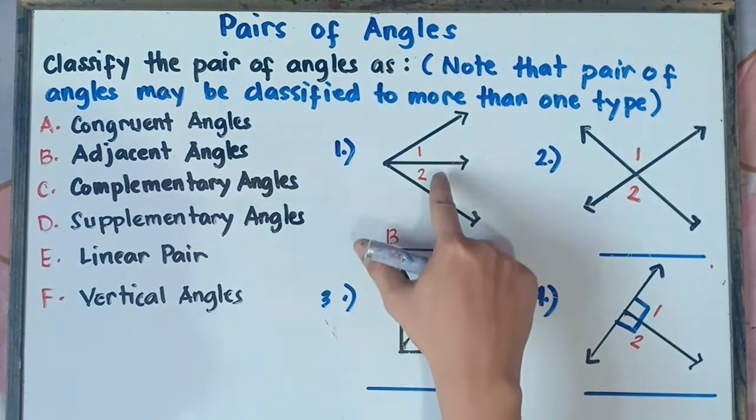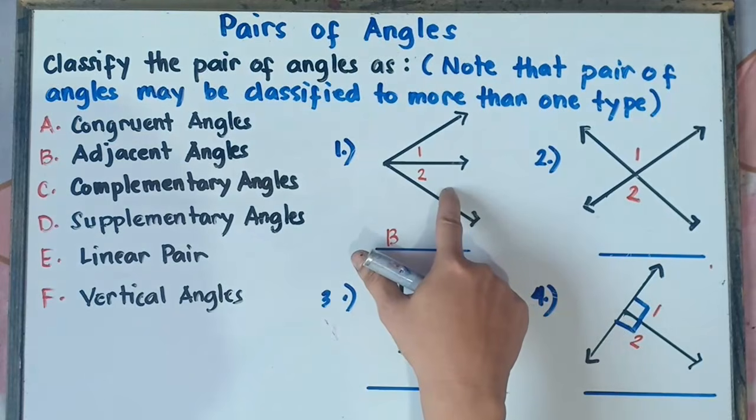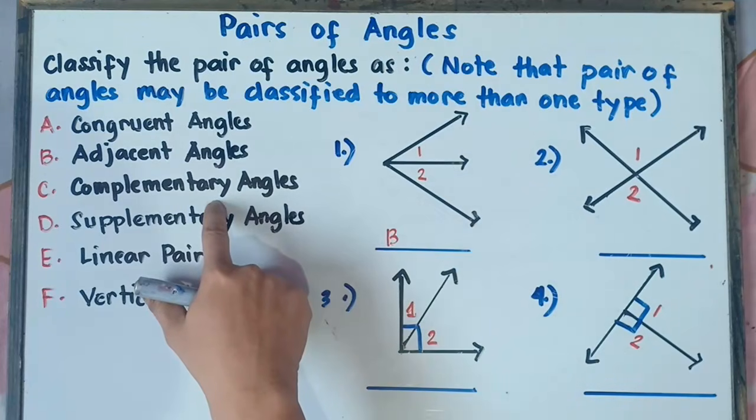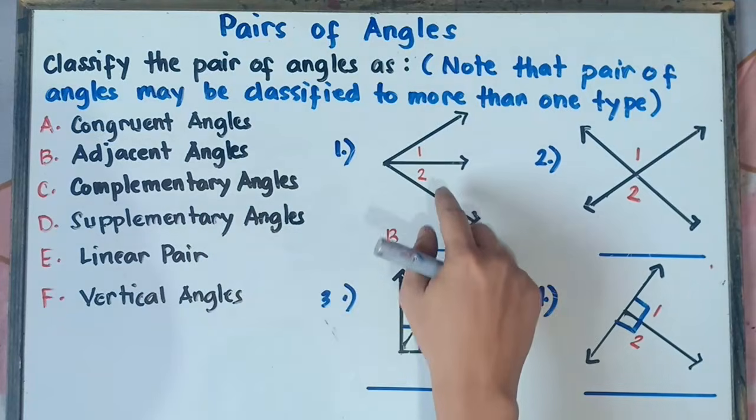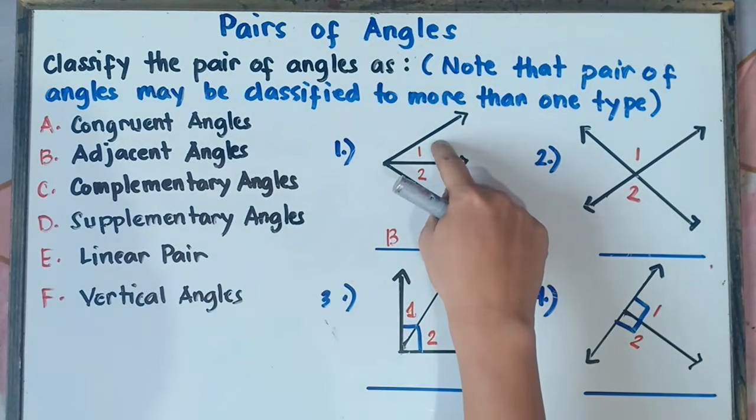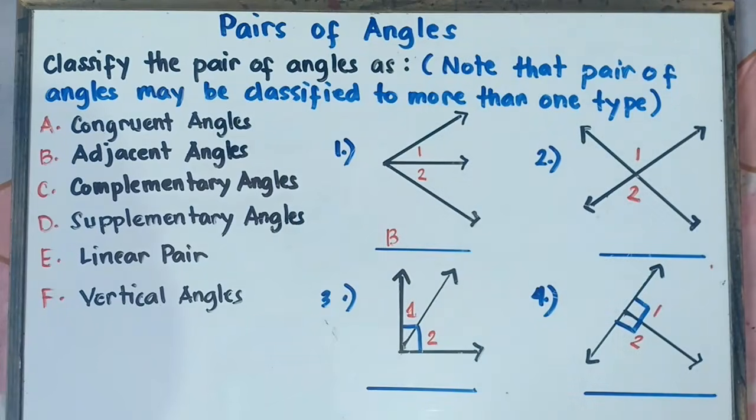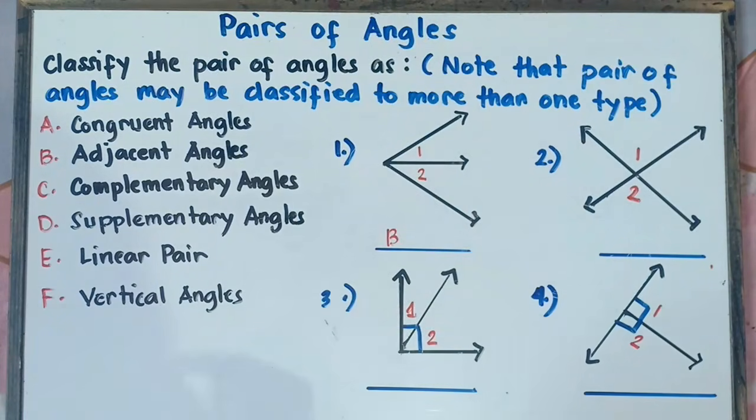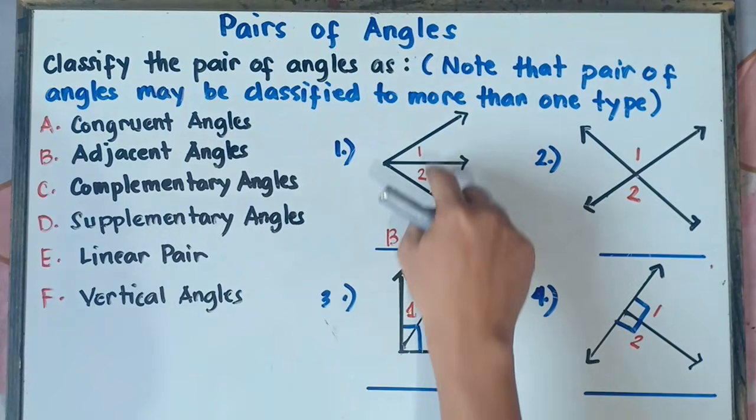Can we call this one complementary angles? Nope. We don't know the measure of angle 1 and angle 2. Complementary angles add up to 90 degrees. Since we don't know the measures, we cannot say this one is complementary angles. Can we call this one supplementary angles? Nope. Supplementary angles add up to 180 degrees. We cannot call this one supplementary angles.